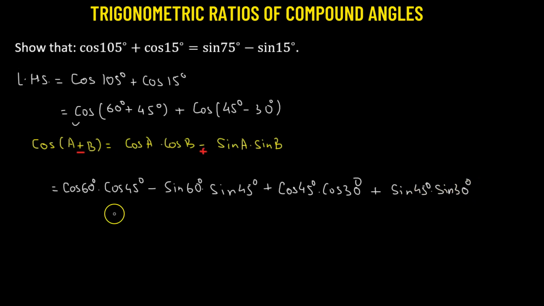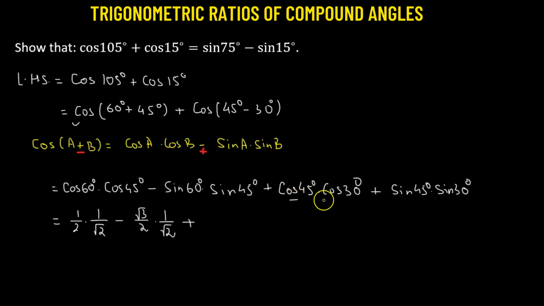Now let's apply the values here. Cosine of 60 degrees has a value of half. This will be multiplied by cosine 45 degrees, which is 1 over square root of 2. Minus sine 60 degrees, that's square root of 3 over 2, multiplied by sine 45 degrees, that's 1 over square root of 2.